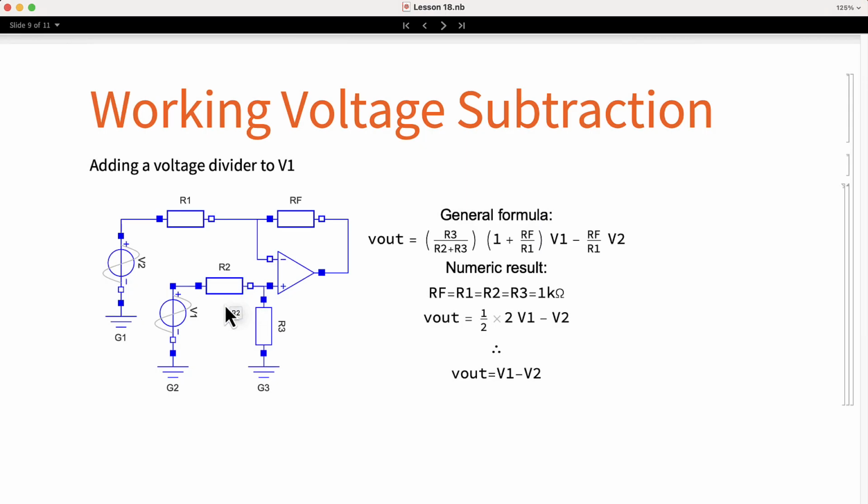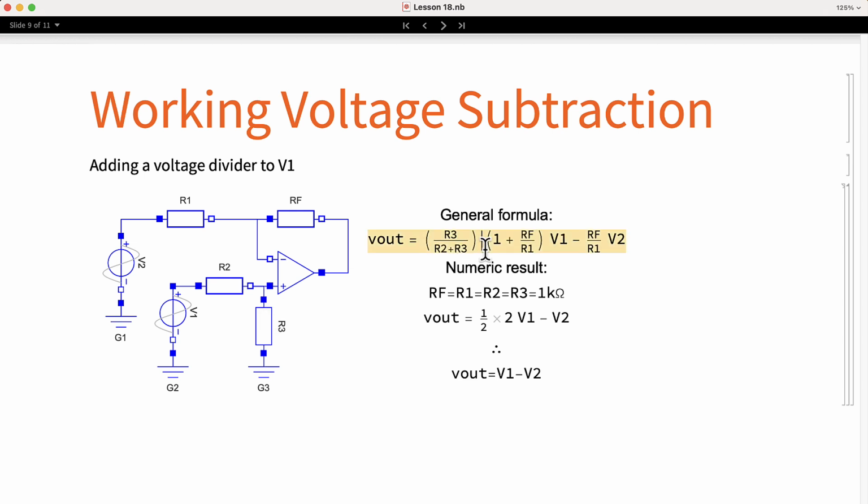Scaling down V1 is very easy by using a voltage divider. Since the middle of the voltage divider is connected to the op-amp, we know that the current is practically zero. It is safe to assume that the op-amp will not disturb the voltage divider. From this circuit, we can obtain the following general formula.